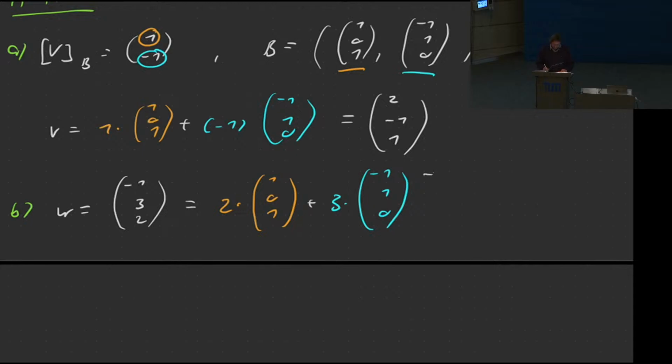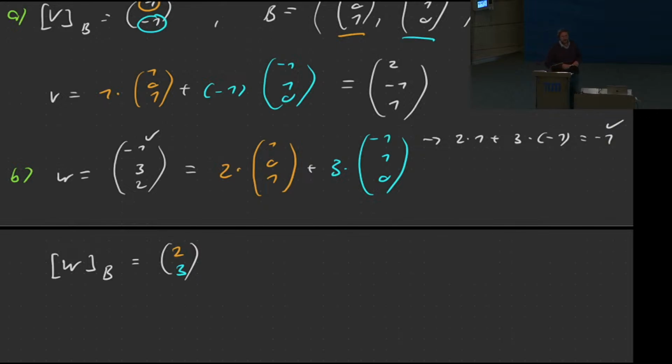And now, of course, we quickly need to check whether that first coordinate is also correct. So here we have 2 times 1 plus 3 times -1. That is 2 minus 3, so that's -1, and -1 is correct. Okay, so 2, 3 actually solves this, and that means the coordinates of W with respect to this coordinate system B are 2 and 3. All right.